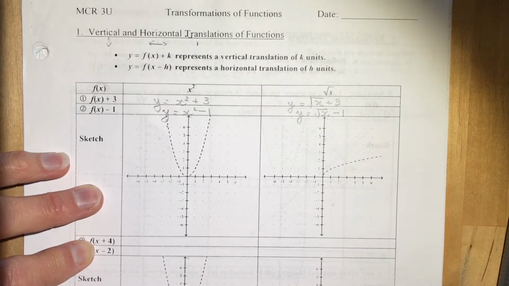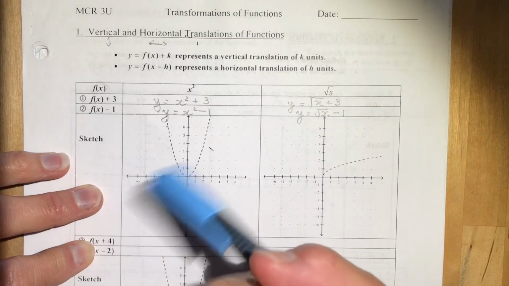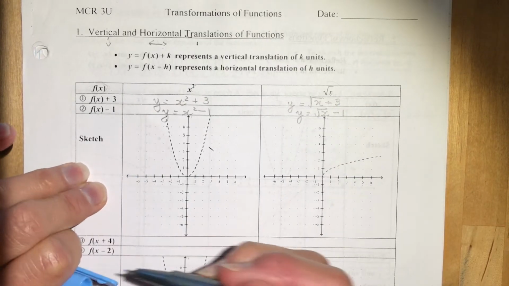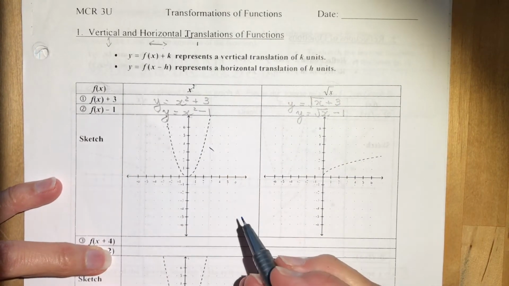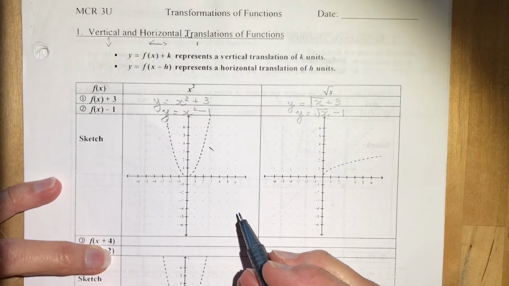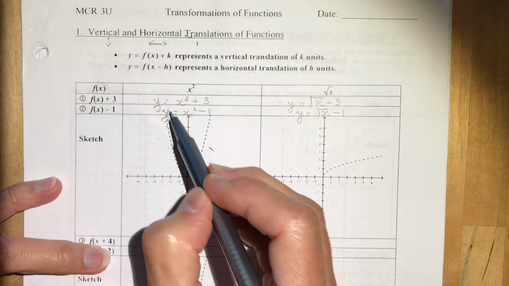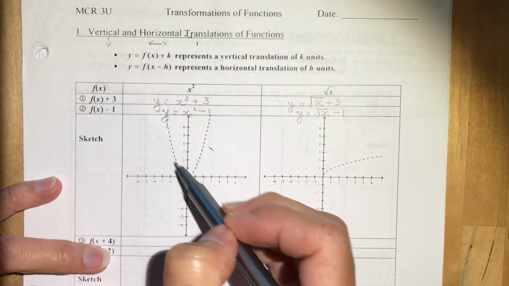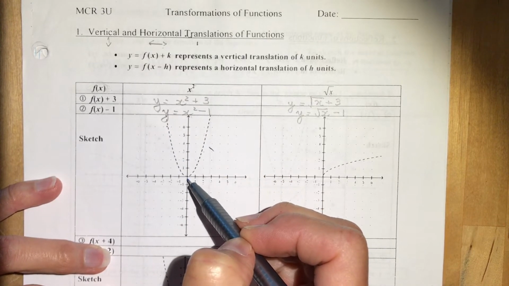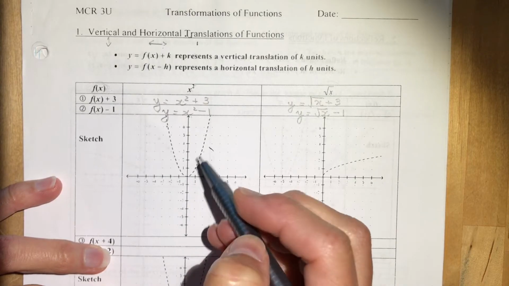So now what I'm going to do is I've got these fancy neon pens. Let's see how they work. And I want to sketch x squared plus 3. So what you need to remember here is that we haven't changed the shape at all of the x squared function. We're just taking the whole thing and moving it up 3.